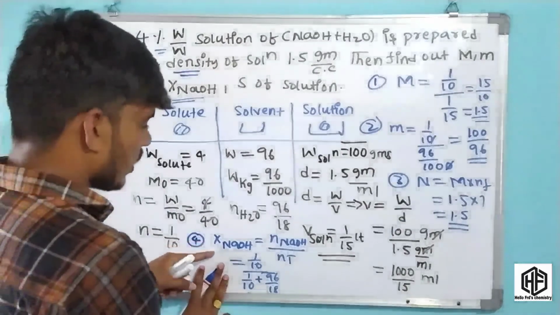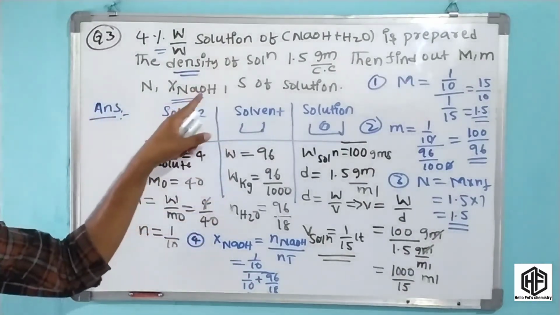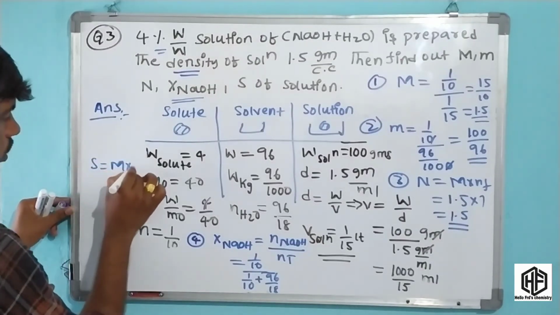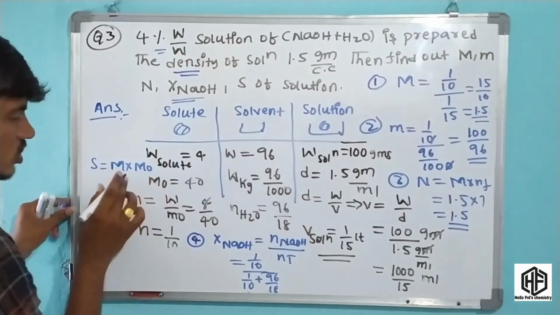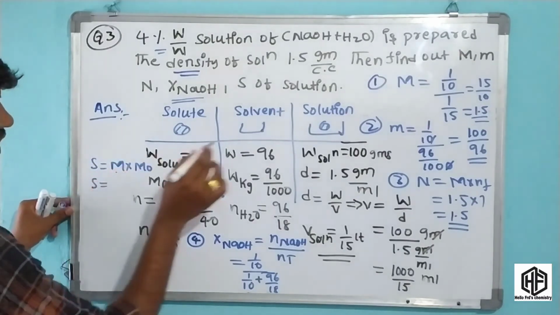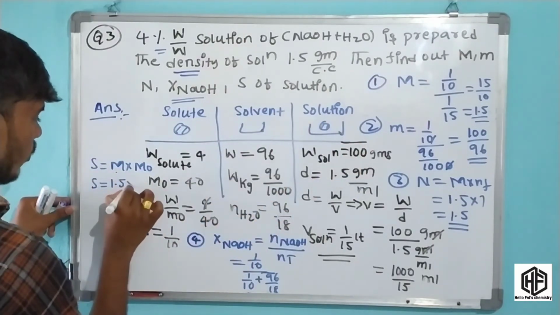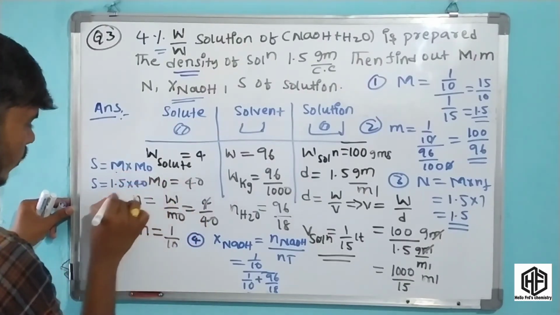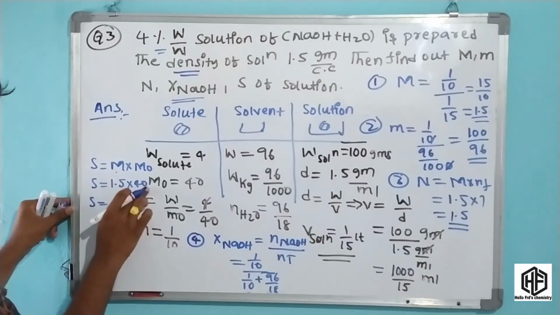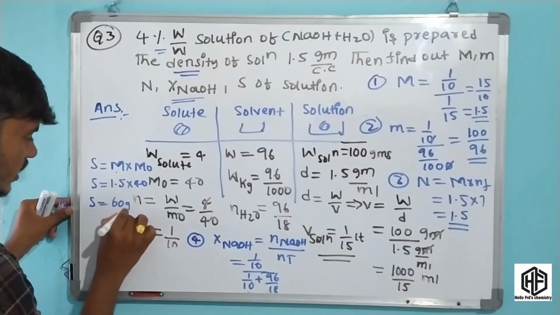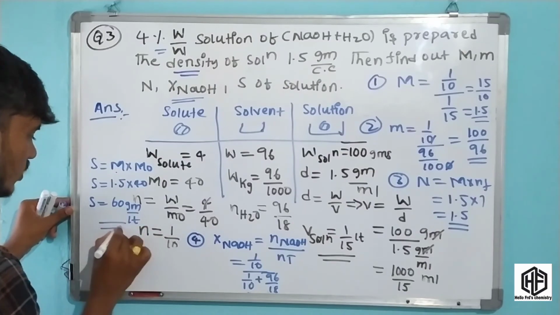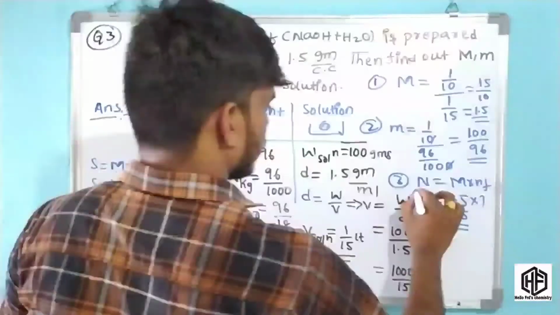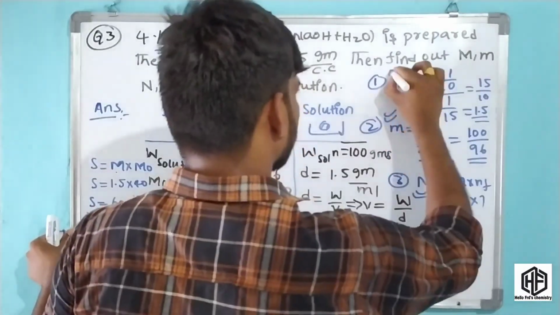Okay friends, finally you have to calculate the strength. Strength is equal to the molarity into the molecular mass of solute. The molarity is 1.5 and the molecular mass of solute is 40. So the strength is 1.5 into 40, which is 60 grams per liter. Okay friends, this is the strength, this is the mole fraction of NaOH, this is the normality, and this is the molarity and molality.